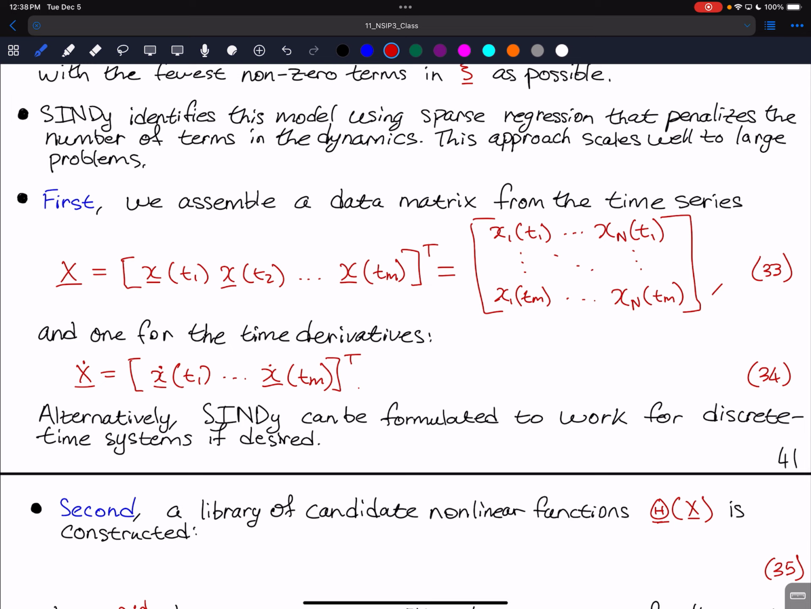So here we're doing this for continuous time systems with the assumption that there's obviously some sampling going on here, and we're not measuring for infinite time. You could formulate the SINDy approach for a discrete time system. Like if you think about when we did maps and we were looking at x_{k+1} equal to some function of x_k, you could formulate SINDy to work with those kinds of systems as well. We are considering continuous time in this application.